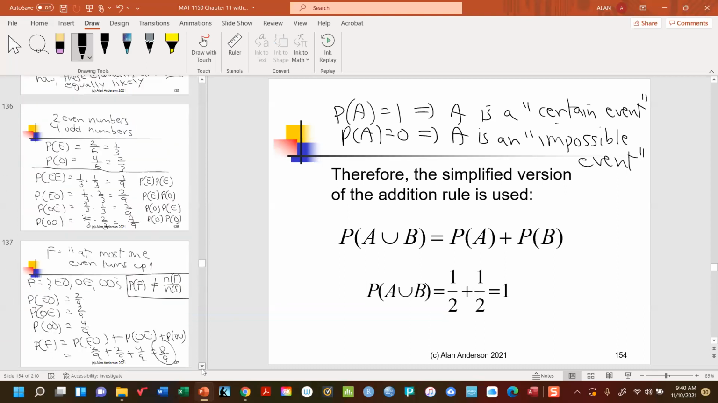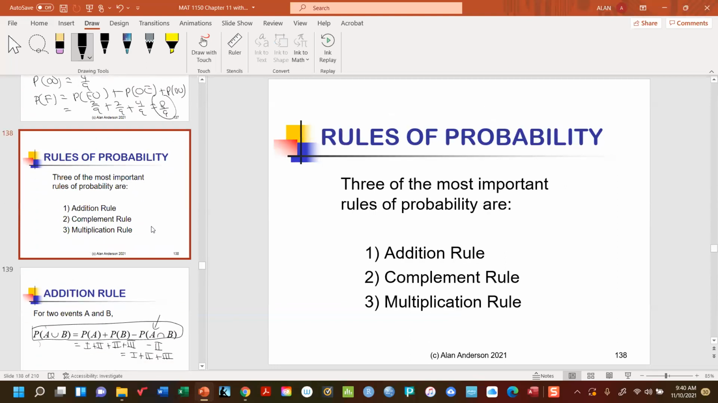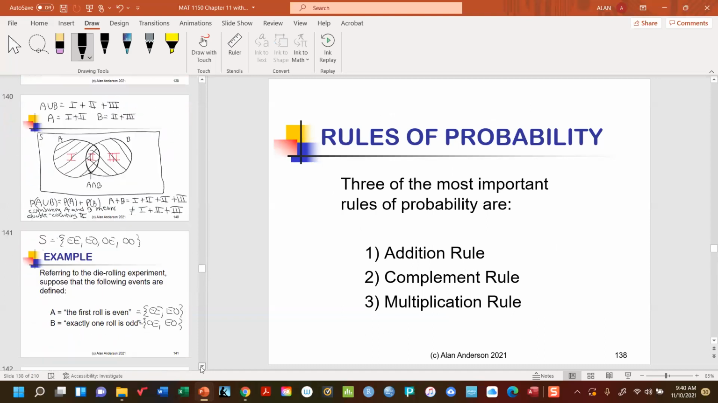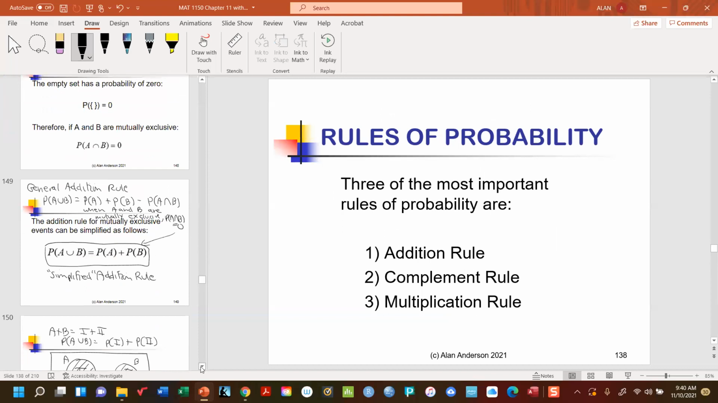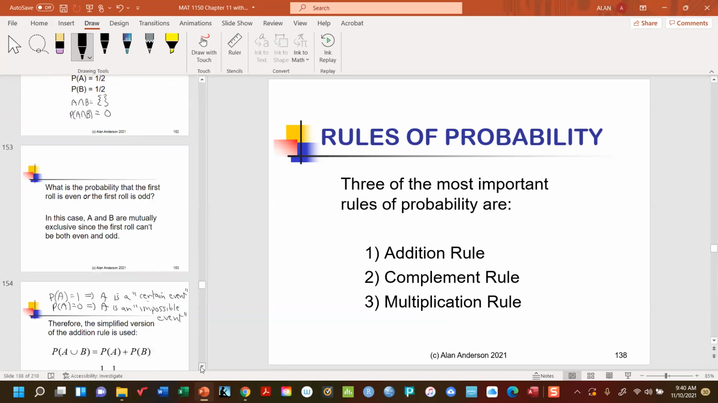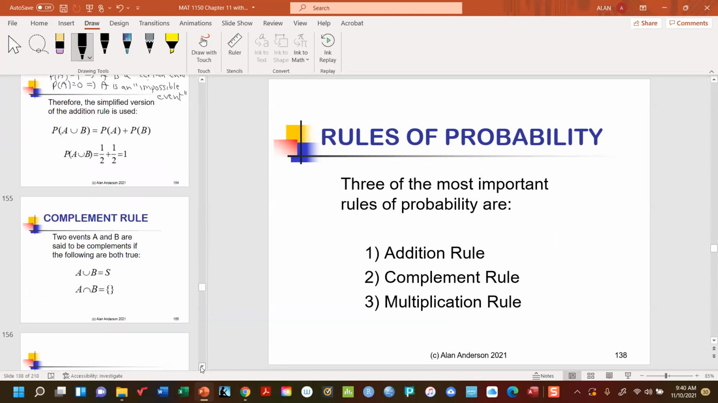The complement rule is probably the easiest of them all, but we also have to sort of take a detour and remind ourselves, or introduce to ourselves, the concept of complements in set theory. So what exactly does it mean for events to be complements? Well, I'll show you the formal definition and then I'll show you some examples.